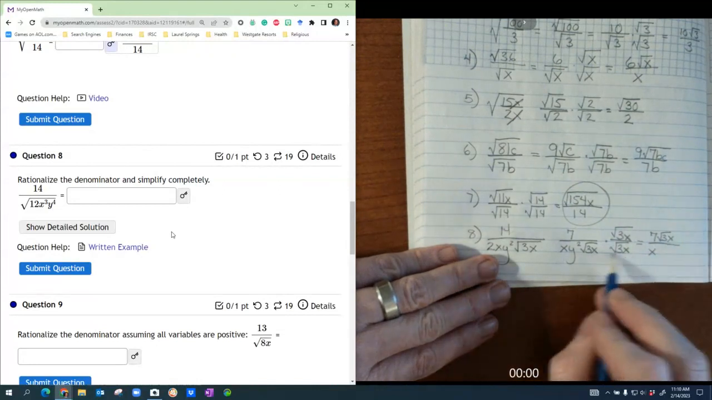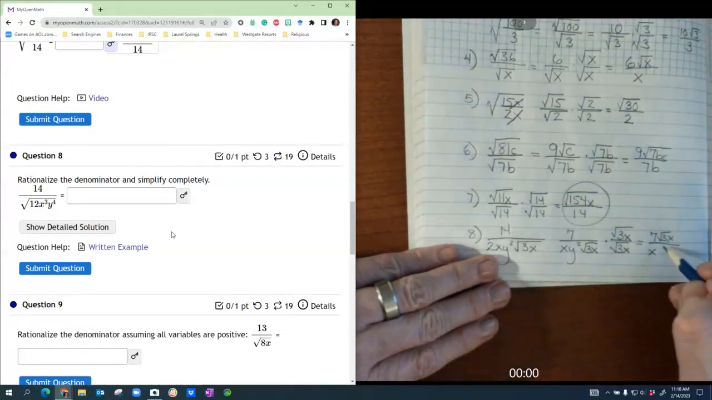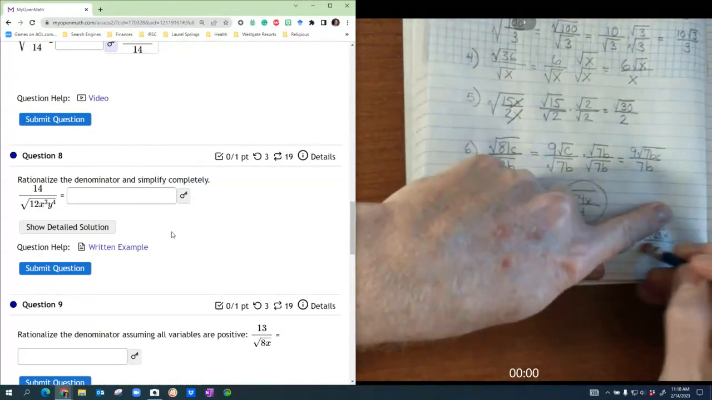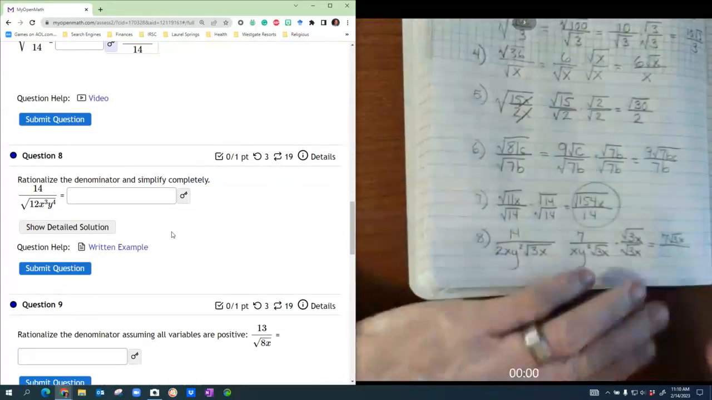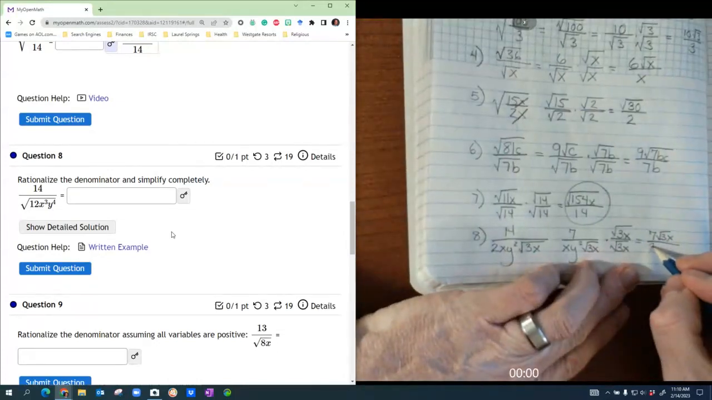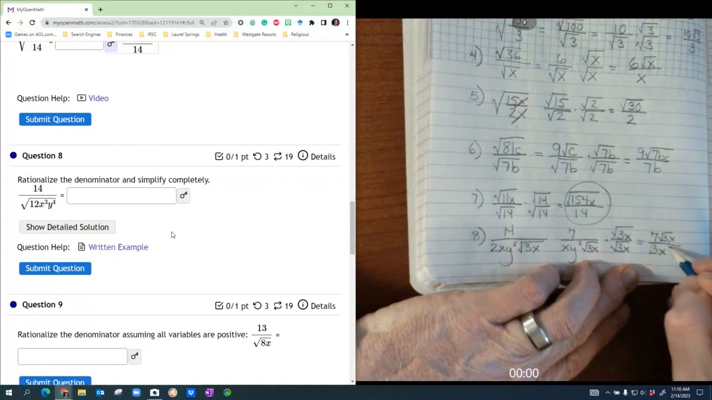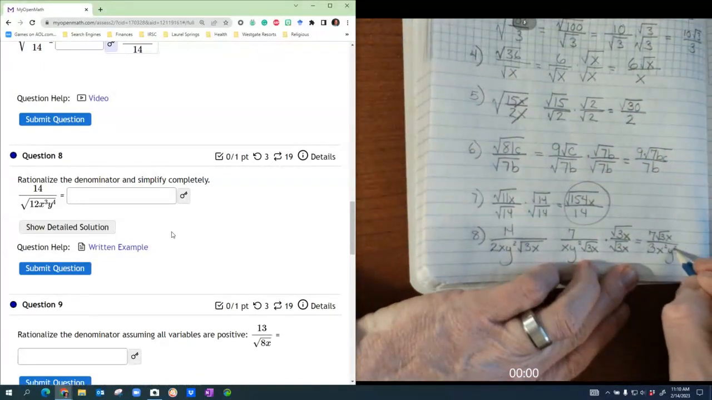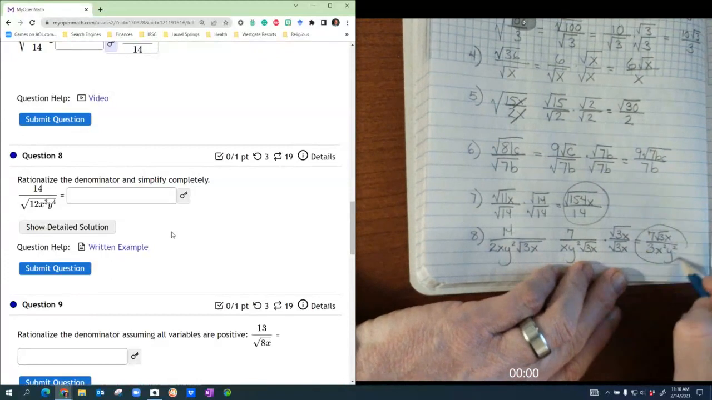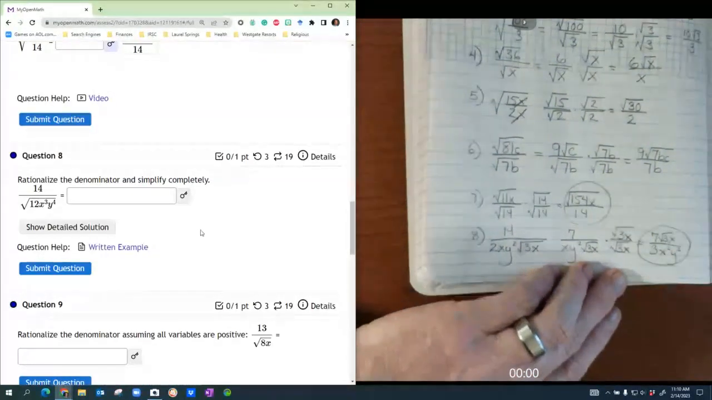Now, because I have a second x, I'm going to have x squared. So I'm going to put the 3 on the outside because it's the coefficient, so I'll put it first. So 3, x squared, y squared. And there's our answer. Alright?